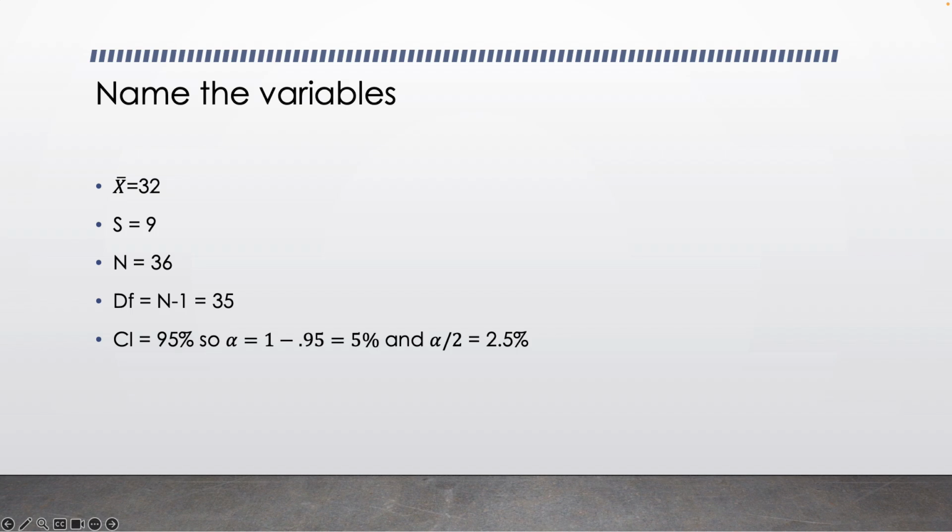So we're just going to define all the terms. The sample average is 32 years. The sample standard deviation is 9 years. I have 36 data points, so my degrees of freedom is 1 less. It's 35. The level of confidence is 95%, so in some instances it's useful to calculate alpha and alpha over 2, which is the 2.5%.